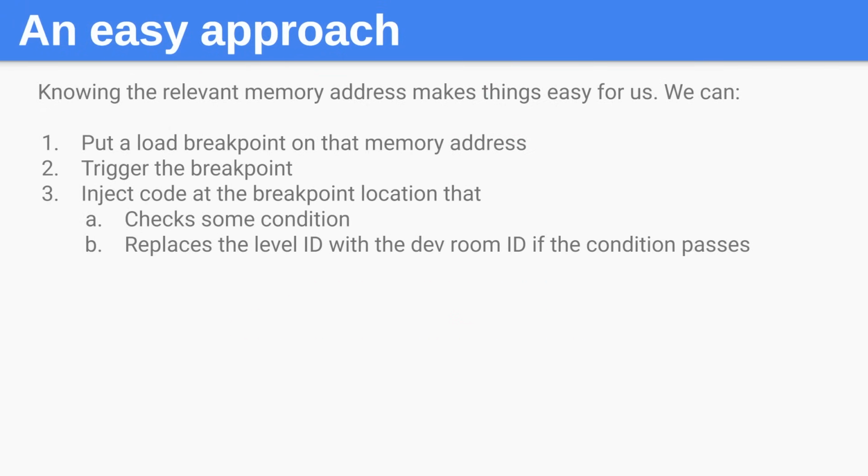Because we know the memory address, this makes things pretty easy for us to find the piece of code that controls level loading. We could put a load breakpoint on that memory address, and when it triggers, it'll be at the part of the code that scans for the next level ID to load. So we can inject code there that instead of going to that level ID, it could check some condition and then go to the dev room instead if that condition passes.